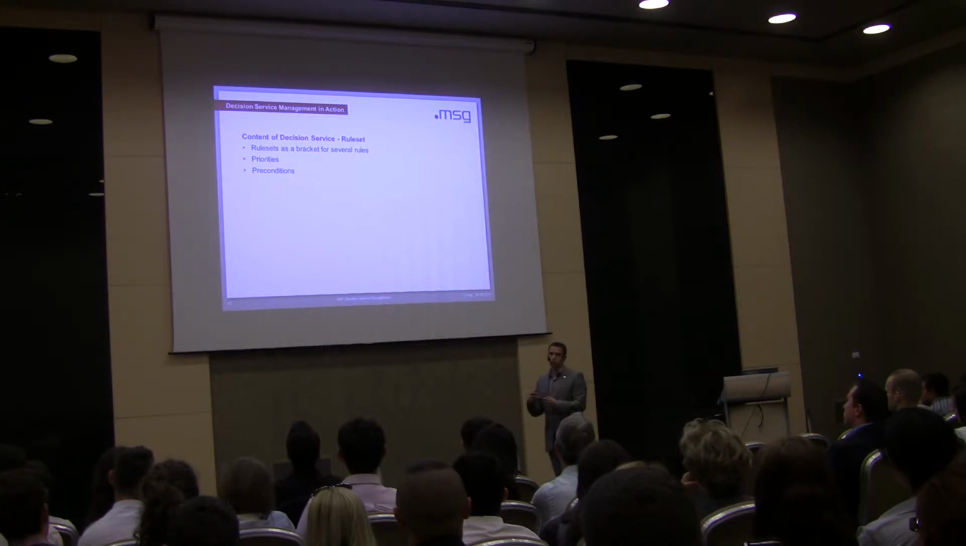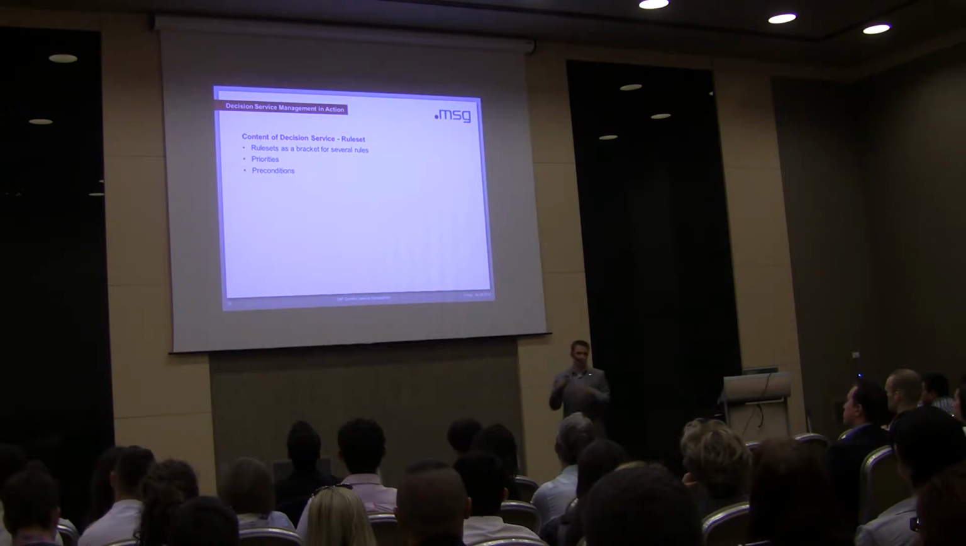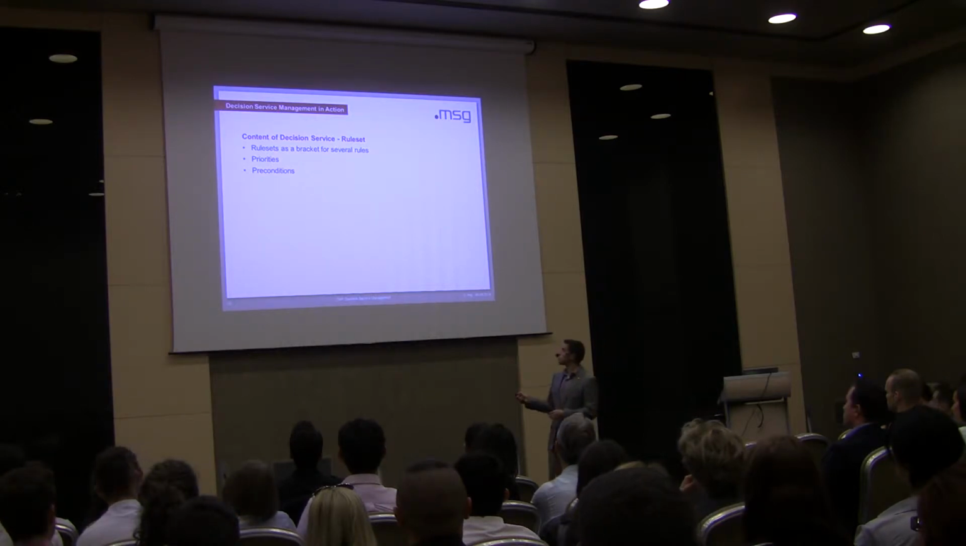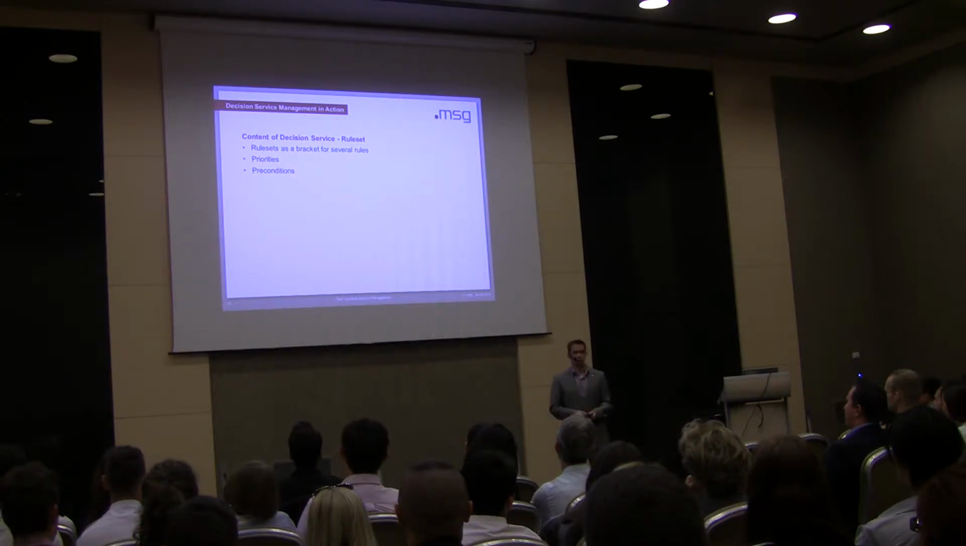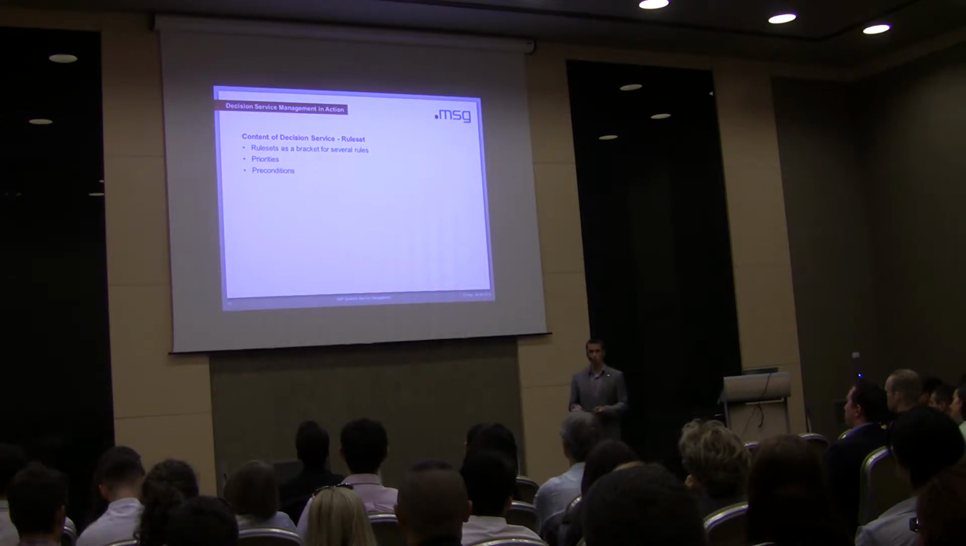So you want to modularize your system. You want to make different modules. These modules are called rule sets. Rule sets are brackets around rules, around simple business rules. And these rule sets have priorities and preconditions. So you enter a sequence, in what sequence they have to be executed, and you can enter preconditions. So shall a rule set be executed or not before it's executed?